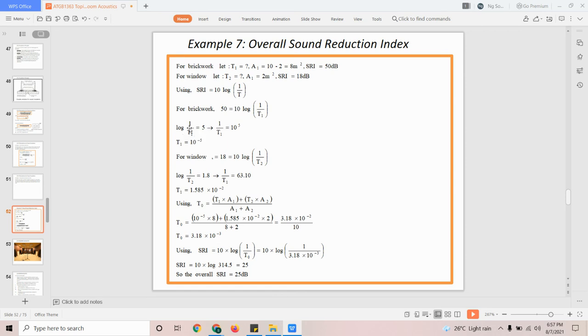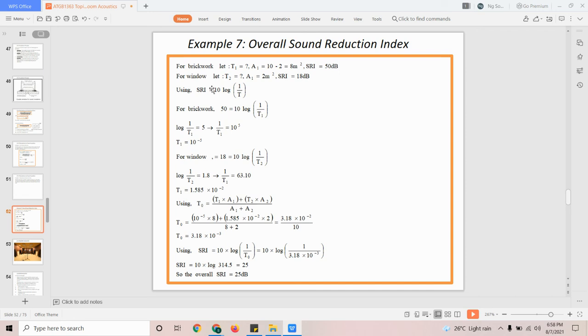Here the 10 is moved over, that's why you have a 5. And when you move your logarithm to the other side, you'll be using the rule of logarithm. So you move your logarithm to the other side of the equation, then this will be to the power of 5, so you'll get 10 to the power of 5. You inverse it, and then you'll get 10 to the power of negative 5. So you get the transmission coefficient for your brickwork.